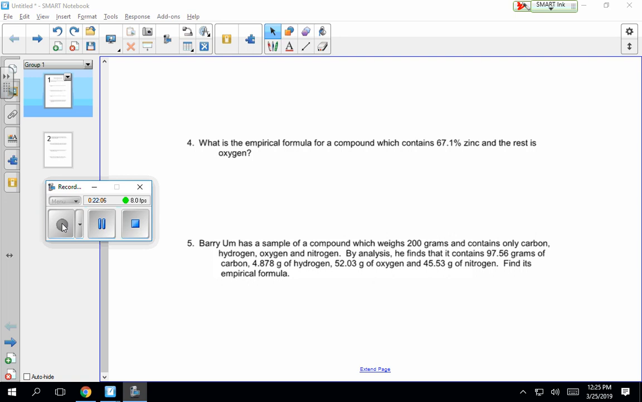Nick, how much should I assume we have in total? 100 grams. All right. Let's assume 100 grams. We'll put assume 100 grams.